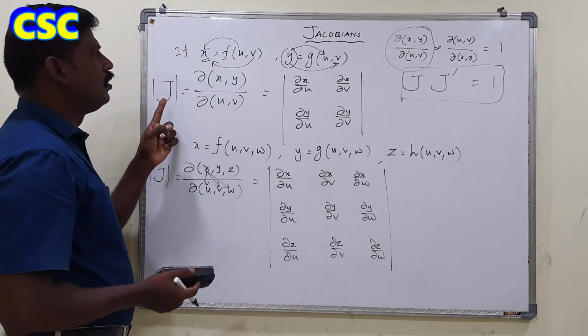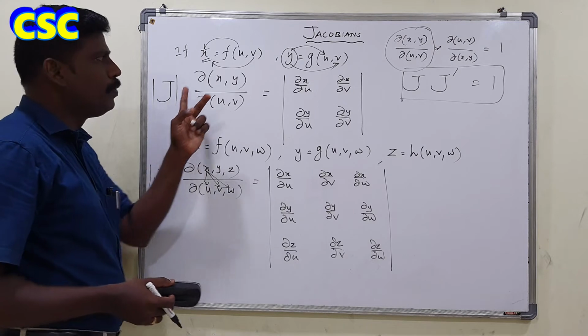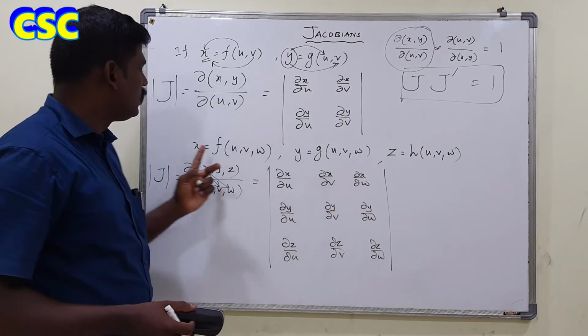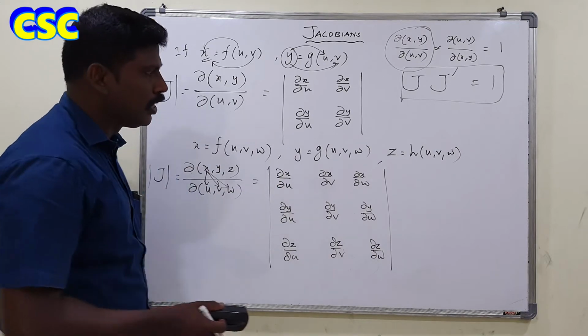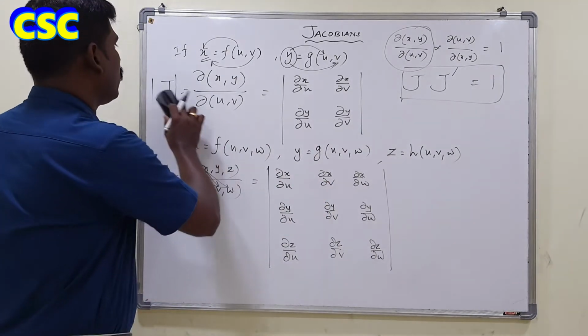So directly we go for finding the Jacobian of a given function in 2 variables, and similarly the Jacobian of a function in 3 variables. So let us directly go to the problems.